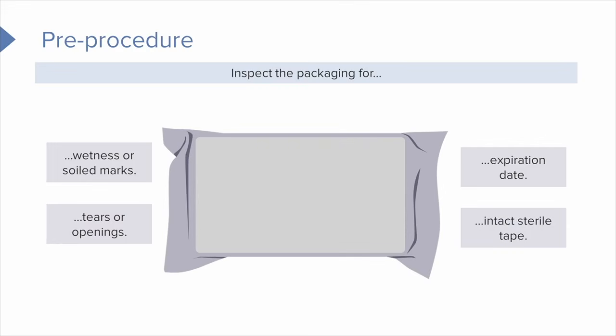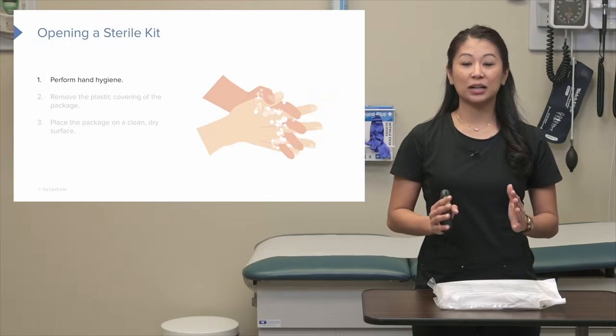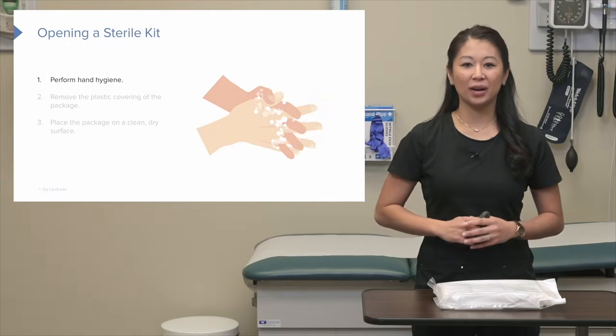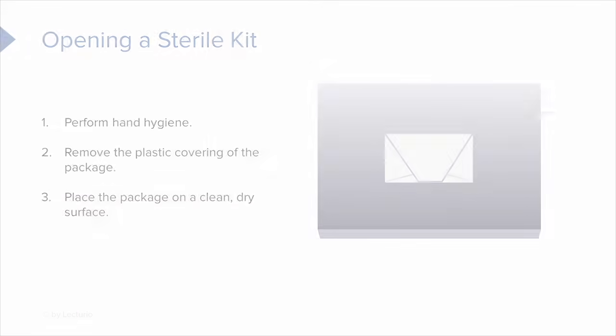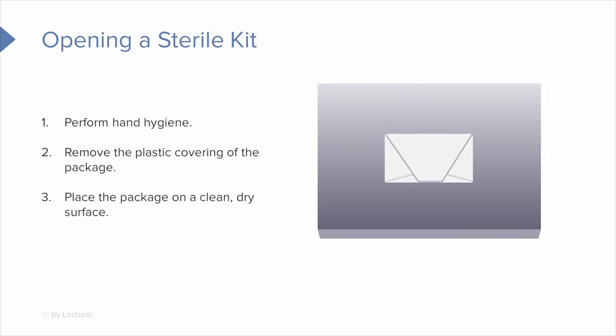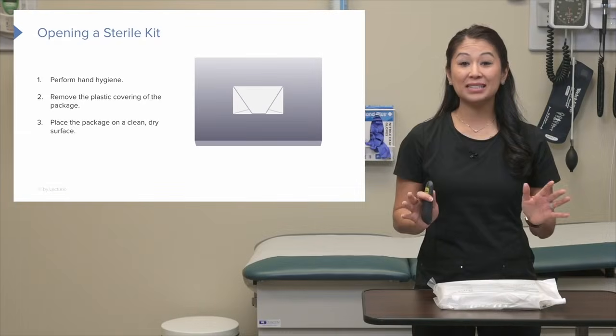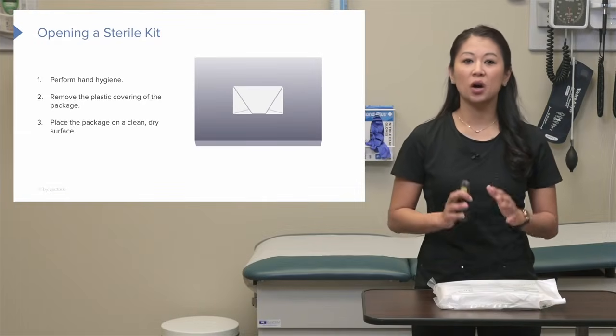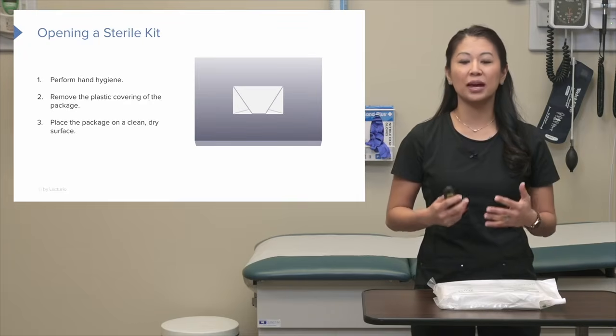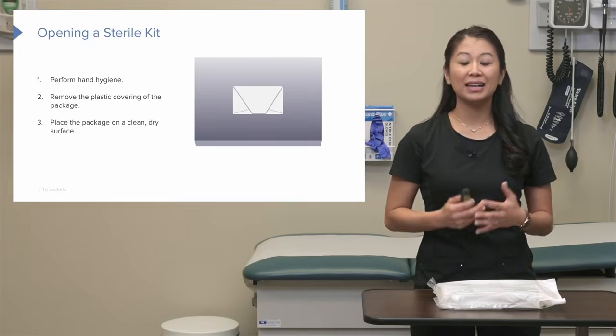And lastly, on most equipment there's going to be some sort of enclosure, maybe an intact sterile tape. We want to make sure this is still sealed, so we know the equipment is still sterile. When we open a sterile kit before any procedure, we want to do our hand hygiene. Then we remove the plastic covering of the package and place it on a clean, dry surface. This may seem like a no-brainer, but in the hospital these bedside tables are used for eating and all kinds of things. We want to make sure that where we lay our sterile field, it's nice and clean.